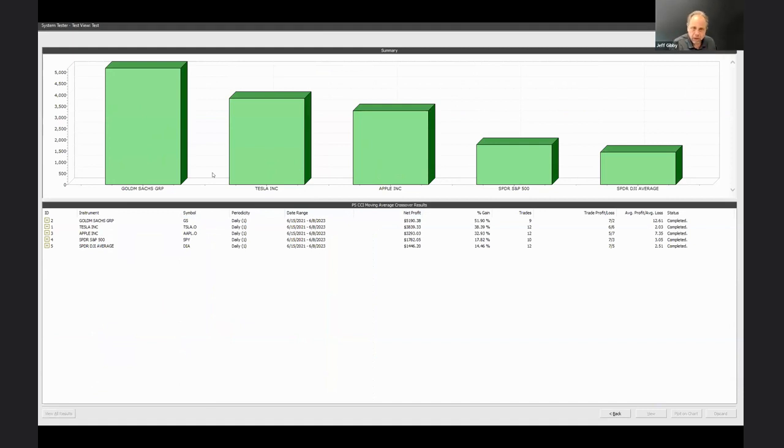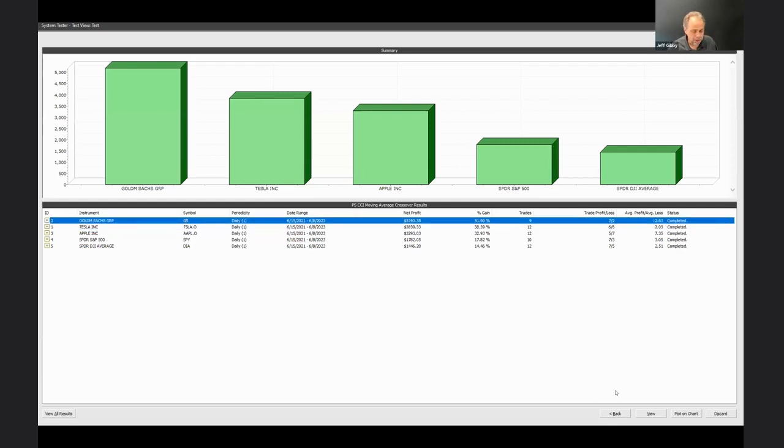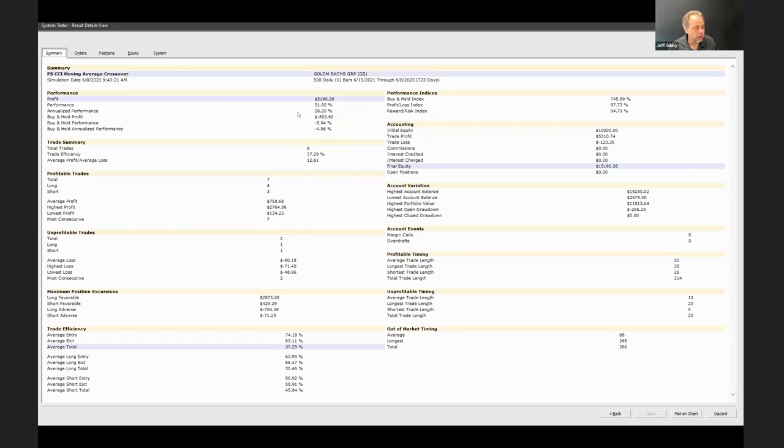So the fact that this system worked really well in that market. There's a whole report here. I'm going to click view on it, and we can look at the Goldman Sachs report. This would have made about a 51% return versus buy and hold. Buy and hold would have got you minus 8%. So we outperformed buy and hold.